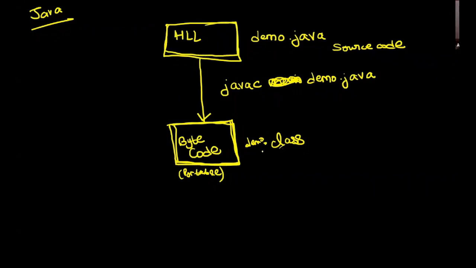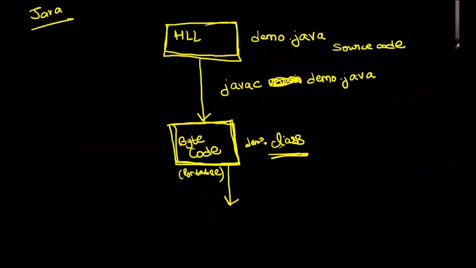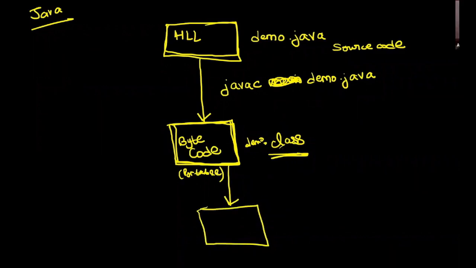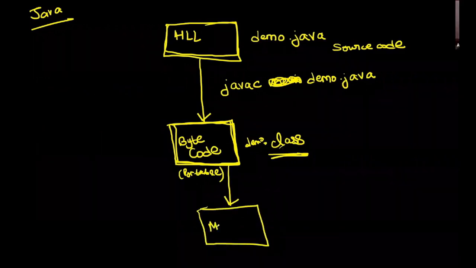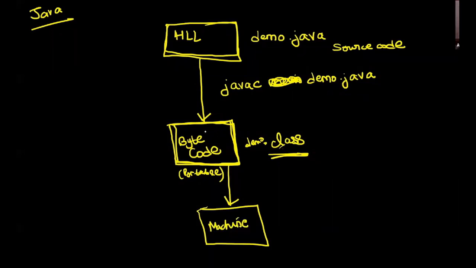And then this bytecode file, which is a .class file, you can take it on any processor, any machine. You can take it anywhere. And what will happen is, guys, when you take these .class files and run them on any platform, this bytecode will then get converted into machine code or binary.